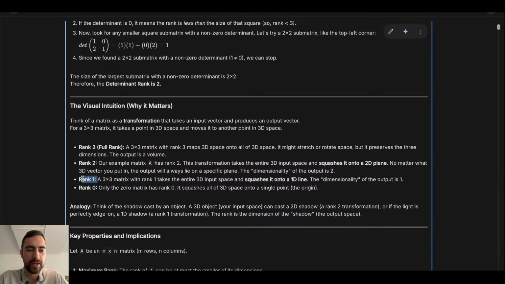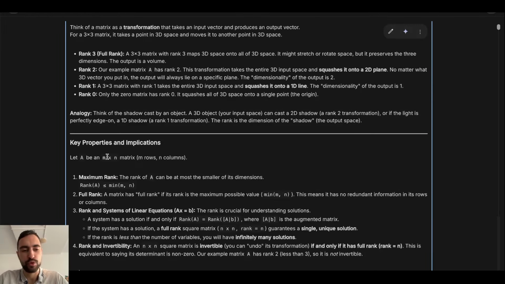Same goes for rank 1, it would squish the vector onto a single line, just one dimension. And so some rules: if you have a matrix that has m rows and n columns, the maximum rank that matrix can have is whichever is the smaller number of rows and columns. But it can also have lower than that. So the full rank matrix would be whichever number is smaller, the number of rows or the number of columns. And a matrix is invertible only if it's a full rank matrix.